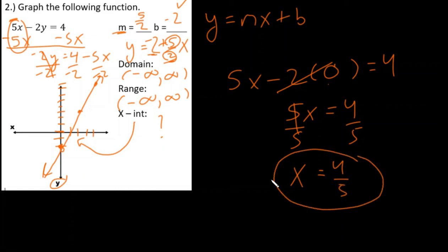So if you were to look at that graph and say, well, hey, I thought it looked like the x-intercept was at 1, you wouldn't be too far off. 4/5 is very close to 1. However, this is why we always have to check our math by plugging in 0 for y, because just because it looks like something doesn't mean it's exactly at that point.